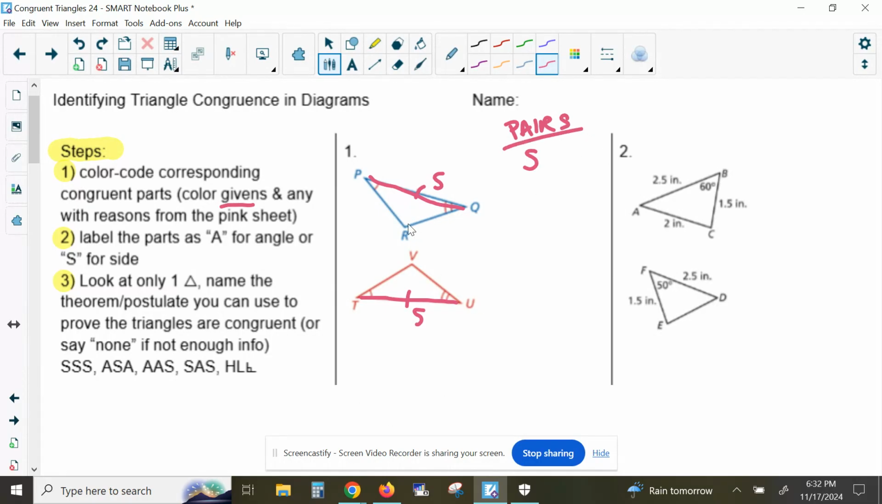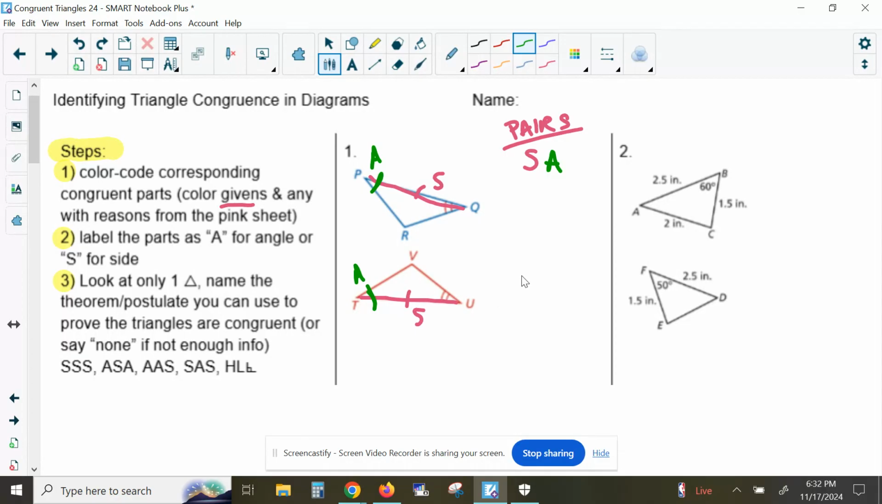Next thing, I'm going to look at my picture. You see how this has a single arc and this one has a single arc. So that tells me that those 2 angles are congruent. And remember, angles are the little V shapes right here. So angle P is congruent to angle T. So that's an A and an A. Those are angles. And those are given because they both had marks on them that match. So we're now given a pair of A's.